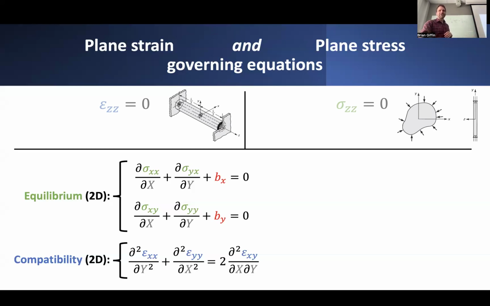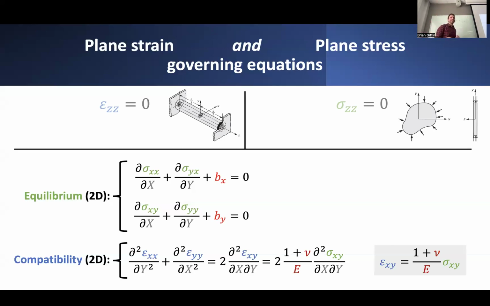Kind of convenient. All right, so now that we have these terms, let's make a few modifications, make things a little interesting. First of all, let's start by modifying the compatibility relationship. And we'll start by introducing a replacement of the shear strain component in this expression for compatibility, and replace it instead by the shear stress. So just use our inverse constitutive relationship relating shear strain and shear stress and plug in what the shear strain should be in terms of shear stress. Nothing fancy.